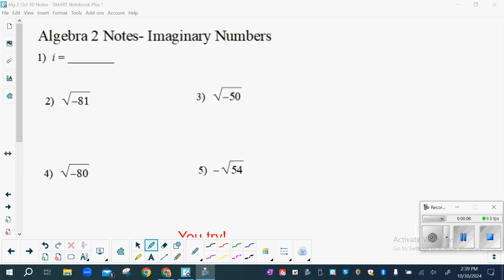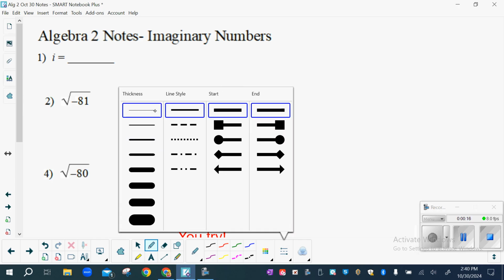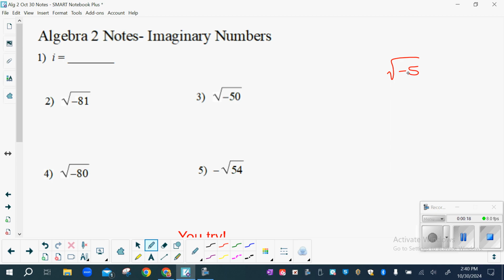So today we're going to talk about imaginary numbers. Oh, I hate imaginary numbers. No, they're not. I don't think you're going to hate it. I hated it the way that my last teacher taught it.